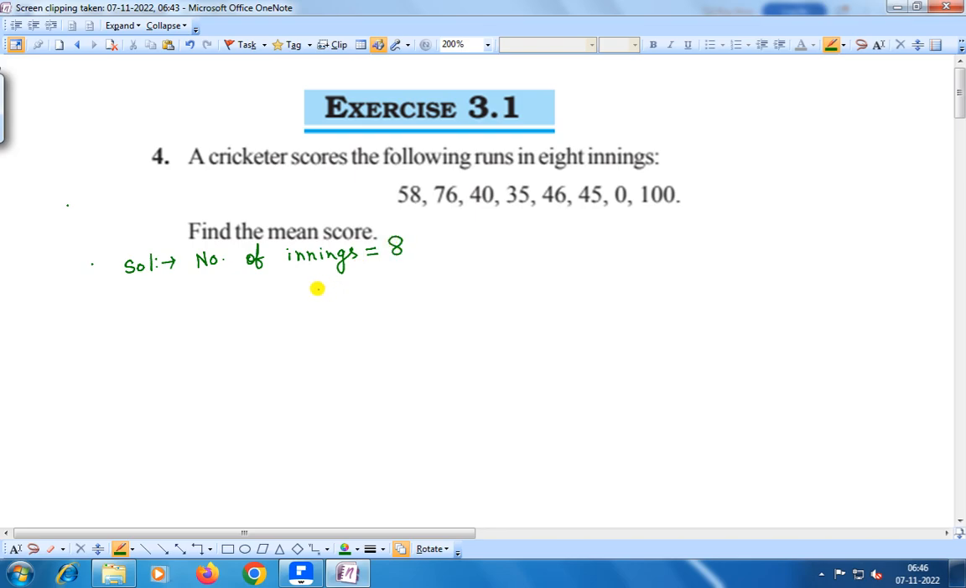Now if you find the mean of score, mean of score is equal to sum of scores by number of innings, right? We'll find here the sum of the scores.